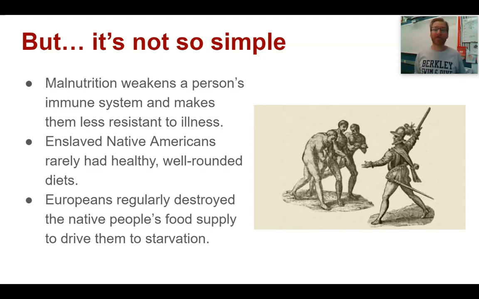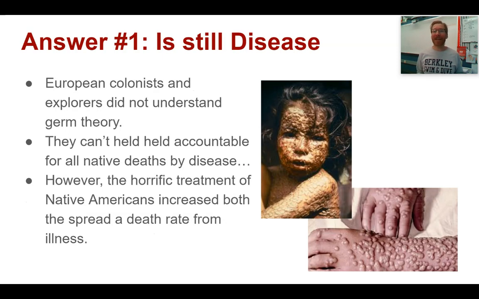And on top of that, Native Americans who weren't enslaved or forced into a system of labor and bondage regularly were facing starvation because Europeans would attack and destroy native food supplies and intentionally drive them towards starvation, either to force natives out of a particular area or just in the course of warfare to weaken their opponents. So Europeans were taking other actions to weaken the Native Americans that made the problem of disease more severe. That being said, the big answer is still disease.